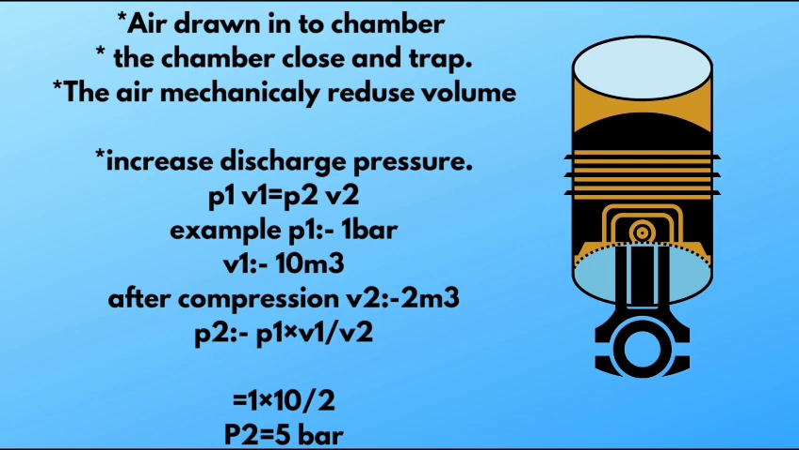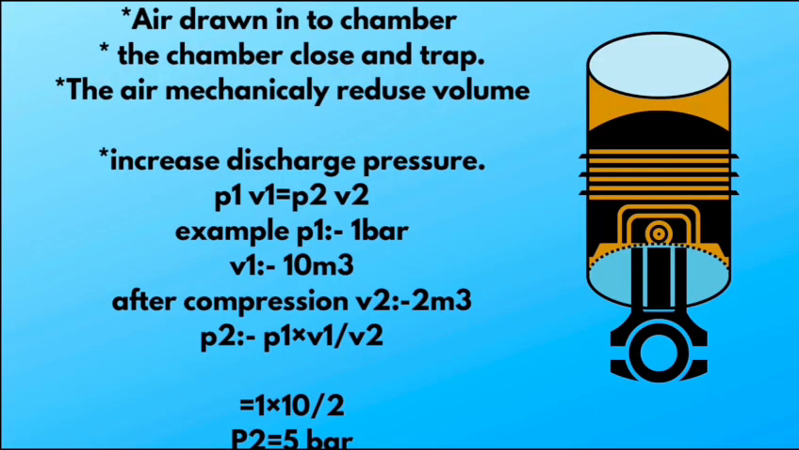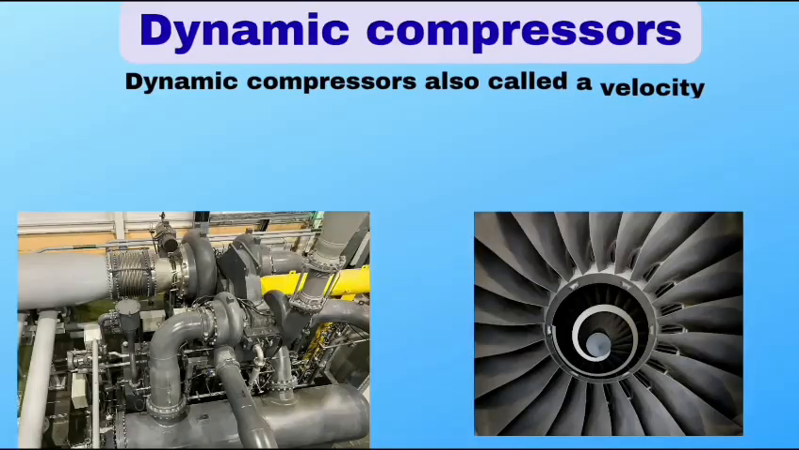Example: P1 is equal to 1 bar, V1 is equal to 10 meter cube. After compression by the piston, V2 is equal to 2 meter cube. P2 is equal to P1 into V1 divided by V2, which is 1 into 10 meter cube divided by 2 meter cube. Output pressure increases from 1 bar to 5 bar.